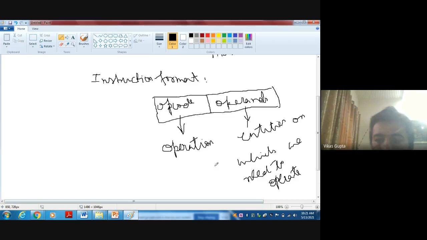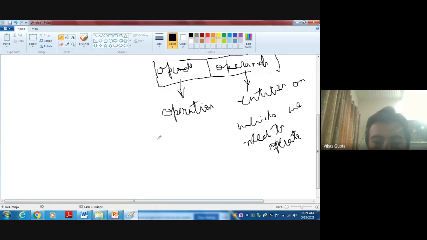Hope you are getting it. And again, I am putting the same example in front of you: move C comma A. It means the operation is move. The microprocessor needs to move something, and what it should move depends on the operand. So the entities on which we operate are registers. We moved the data from the accumulator into C. These are our operands.